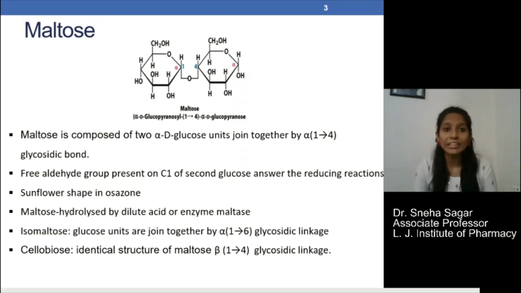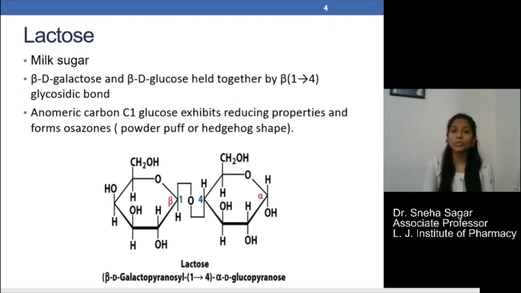Another example of disaccharide is cellobiose. In case of cellobiose, the beta 1,4 glycosidic linkage is present. Another example is lactose, which is also known as milk sugar. In that case, beta D galactose and beta D glucose are held together by beta 1,4 glycosidic linkage. So here see the structure of lactose.